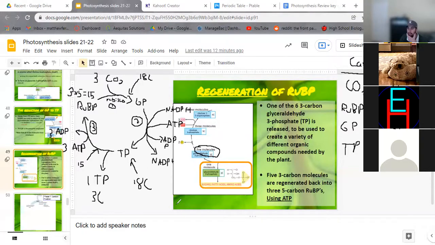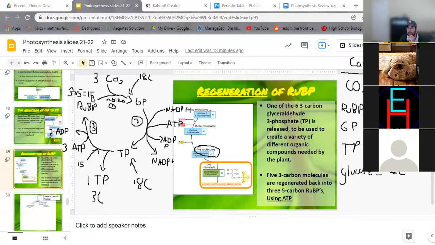Right, because glucose is C6H12O6. So that's a 6-carbon molecule. Glucose is a 6-carbon molecule. So what needs to happen? If I have a single molecule of TP, what needs to happen? You need another TP. We need another one.